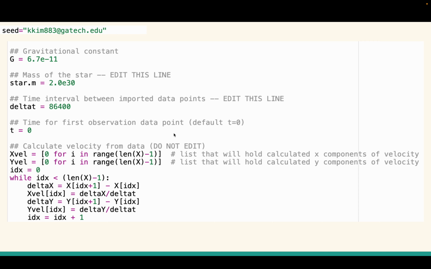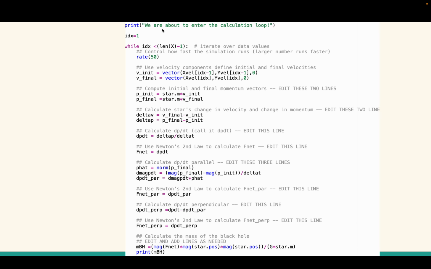And so in part 1 of my code, I changed the seed as instructed to my GT email, kkm83@caltech.edu. My gravitational constant is 6.7 times 10 to the negative 11, which is always going to be the same. The mass of the star is changed to 2.0 times 10 to the 30. Delta T is 86,400 seconds, relative to Earth. T is equal to 0, and down here we calculate the velocity, which was given to us, so nothing else to do here. And then more code for part 1.